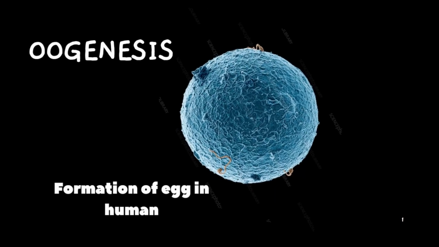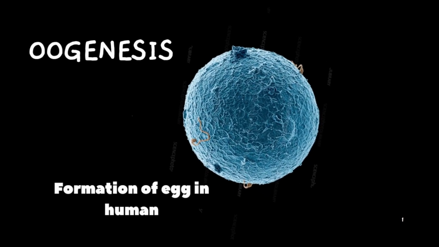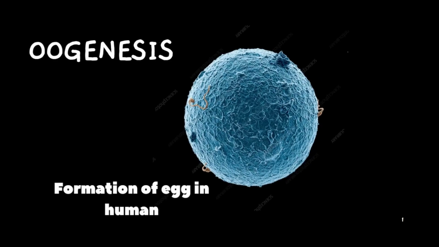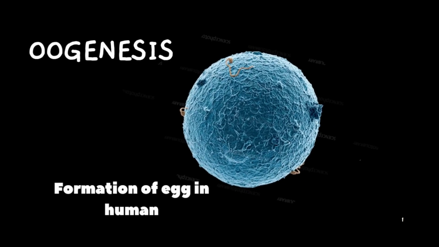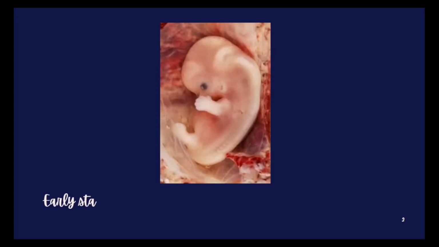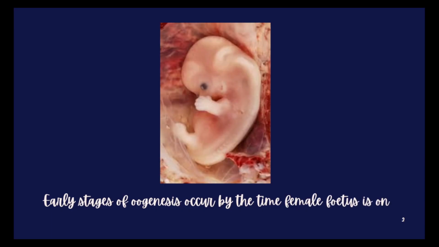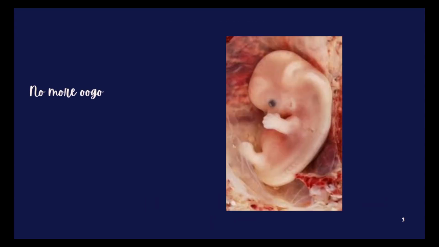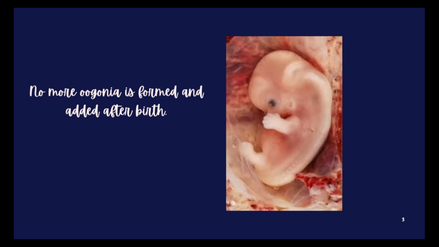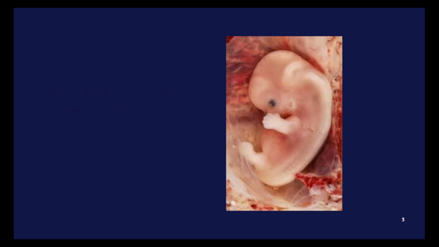Today, let us learn about oogenesis, the formation of egg in human. Do you know the fact that in female, stages of oogenesis starts from the fetal stage? Yes, when the female fetus is just 25 weeks old, the process of oogenesis starts and no more new oogonia is formed and added after birth. Wonderful, right? Let's get to know the stages of oogenesis.